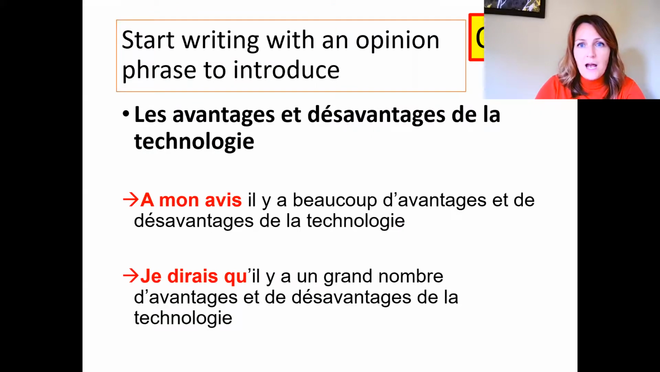Okay. And then the last bit, the OOP bit, we've got start your writing with an opinion phrase to introduce it. So always start at the beginning with à mon avis, il y a beaucoup d'avantages, or je dirais que. So in my opinion, or I would say that. Because that way you tick the box of having given your opinion. That's one part of the mark scheme, that you have to have given your opinion and reason. So if you start the very first sentence with an opinion, then straight away that part of the mark scheme is done and ticked off.